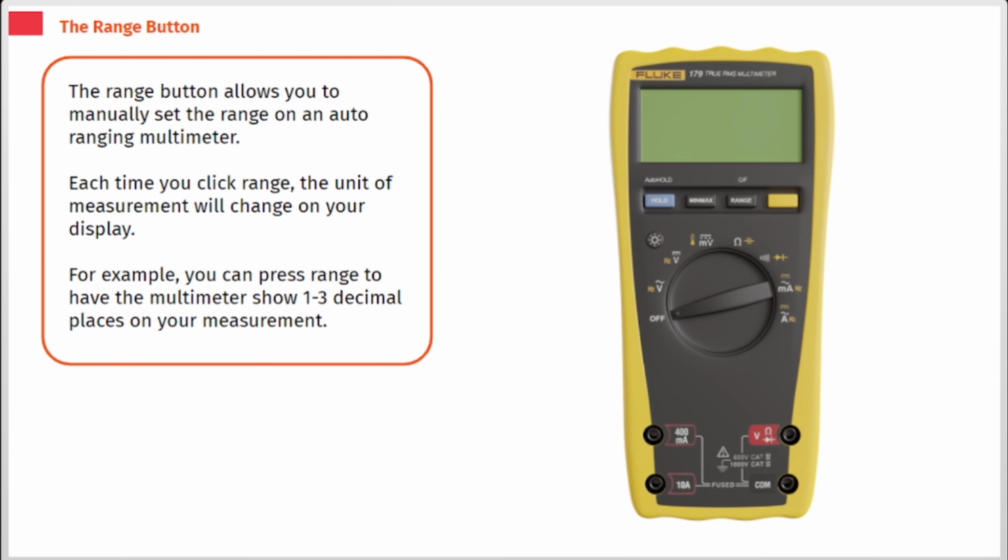The range button allows you to manually set the range on an auto-ranging multimeter. Each time you click range, the unit of measurement will change on your display. For example, you can press range to have the multimeter show 1 to 3 decimal places on your measurement.